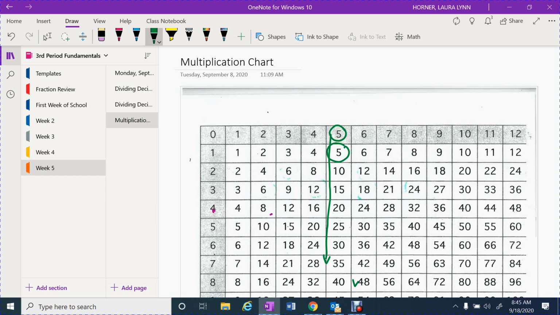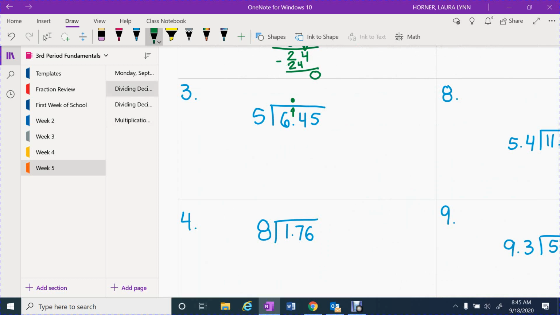How many jumps did it take us? 1. So 1 times 5 is 5. So in my house, at the top of it, I write 1 because it can get 1 5 inside this number. Or 1 times 5. That's 5. And I subtract. 6 minus 5 is 1. Now I bring down just one number at a time. I'm going to bring down my 4 now. And we're trying to figure out how many 5s fit into the number 14.